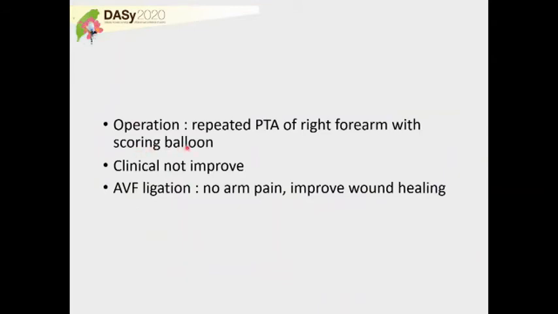After we performed repeated PTA of the right forearm with a scoring balloon, unfortunately for this case the clinical picture did not improve, and we decided to perform AV fistula ligation. After ligation, the clinical picture improved, no arm pain, and improved wound healing.